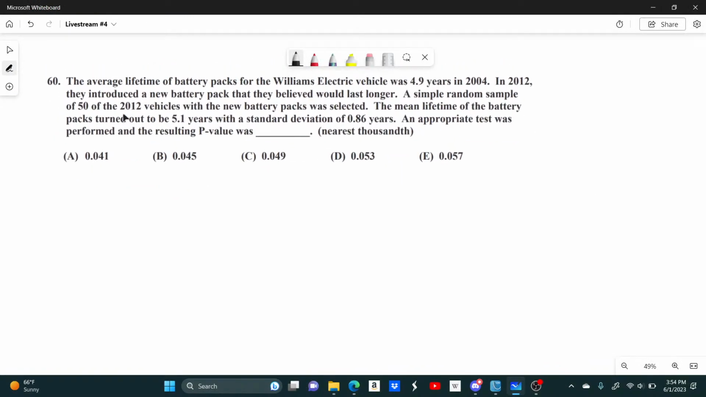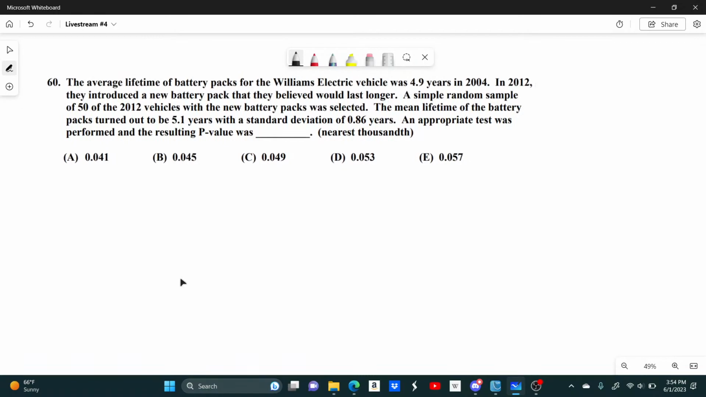Okay, the average lifetime of battery packs for the Williams electric vehicle was 4.9 years in 2004. In 2012, they introduced a new battery pack that they believed would last longer. So here's our null hypothesis. It's 4.9, and they're saying that they think that they'll last longer. So we're trying to see, is our new mean greater than our old mean, or is our new mean greater than 4.9?